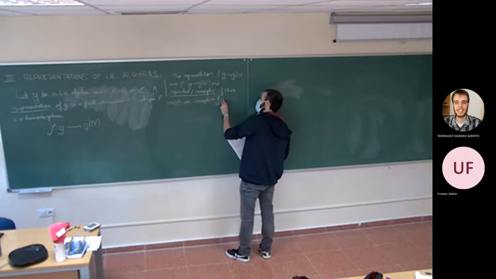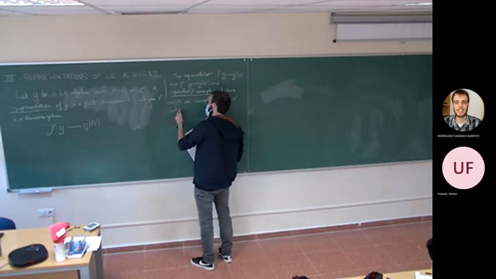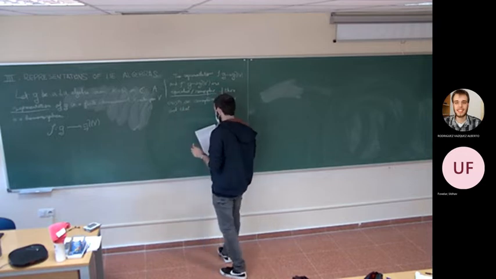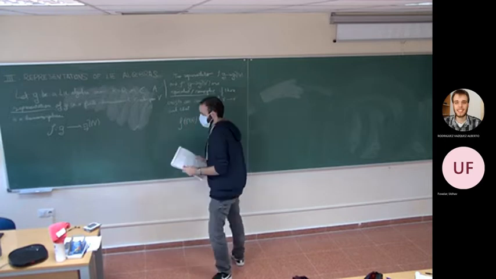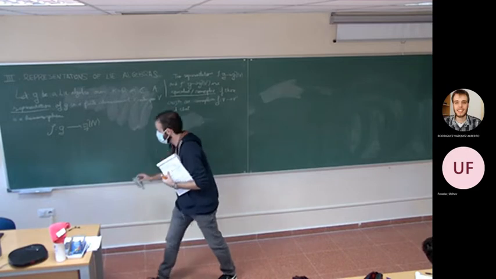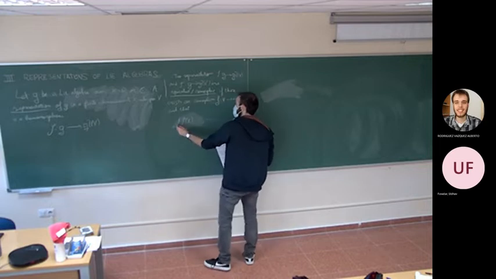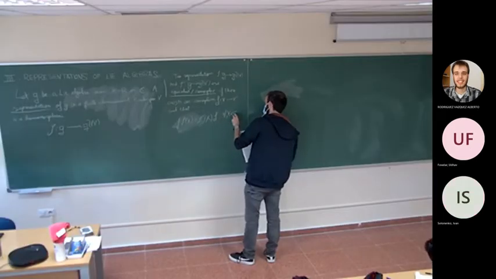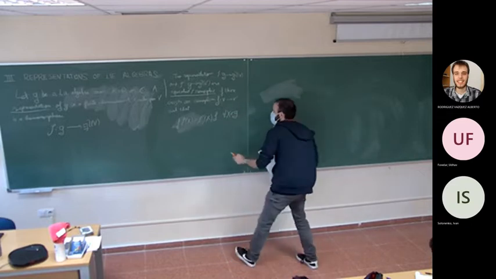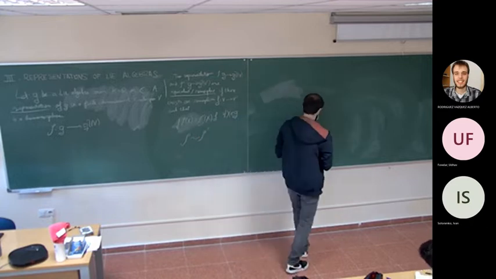F from V to V prime such that F composed with rho of X is the same as rho prime of X composed with F, for all elements X in the Lie algebra. Okay? And we will write that rho is equivalent to rho prime with the tilde sign.